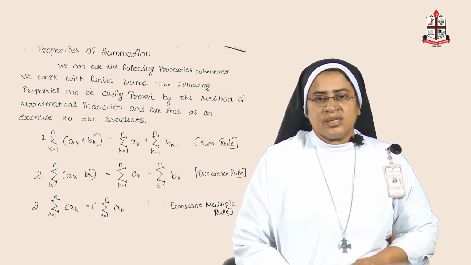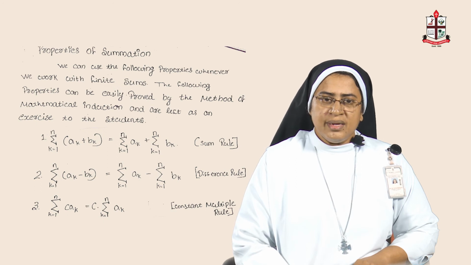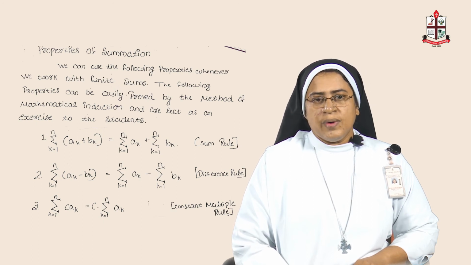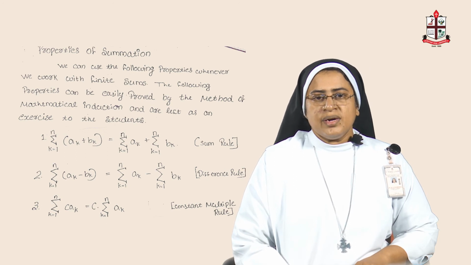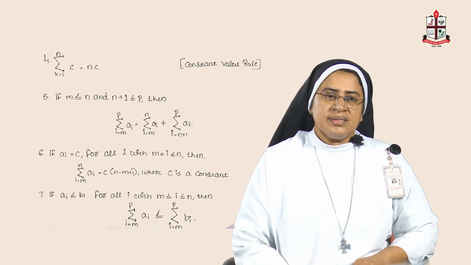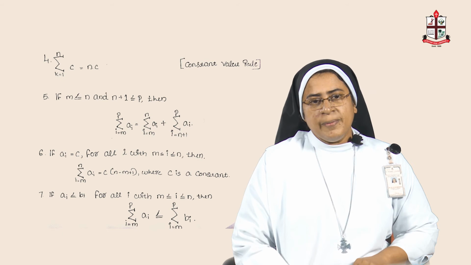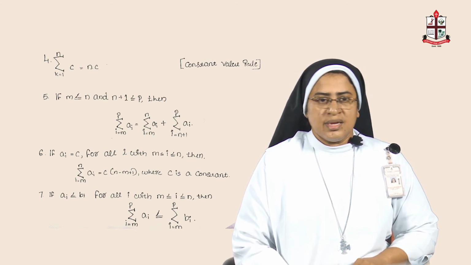The third one is called the constant multiple rule, that is sigma k equals 1 to n of c into ak is equal to c into sigma k equals 1 to n ak. Here this c is a constant. Next one is called the constant value rule. The fourth one, sigma k equals 1 to n c, that is you are repeating the number c n times, that is equal to n into c.